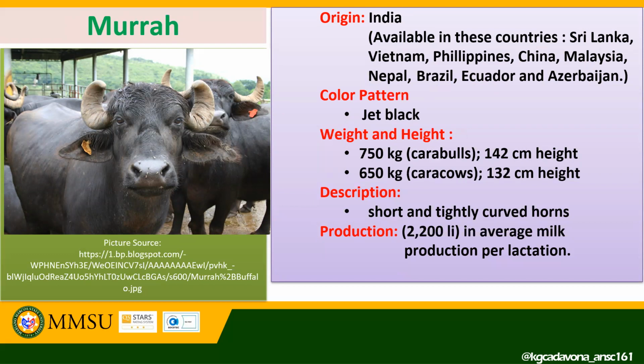Then as for the color pattern, it is mainly jet black in color, but sometimes appears with white markings on the face or legs. Then as for its milk production, a cow can produce around 2,200 liters in a lactation period of around 310 days.